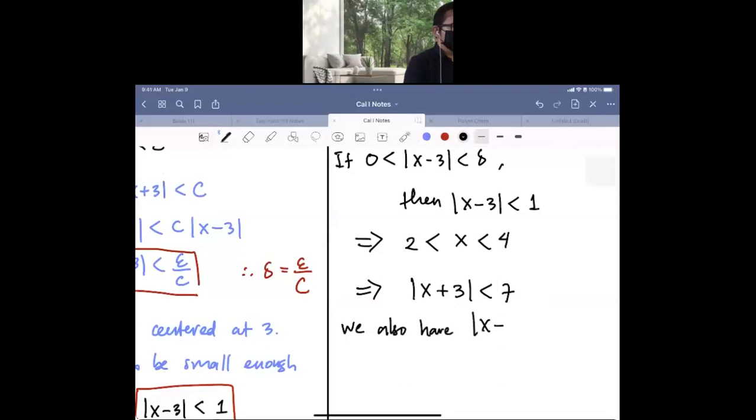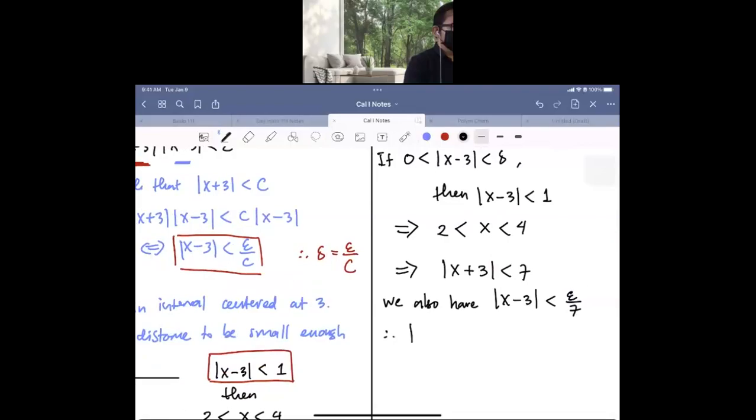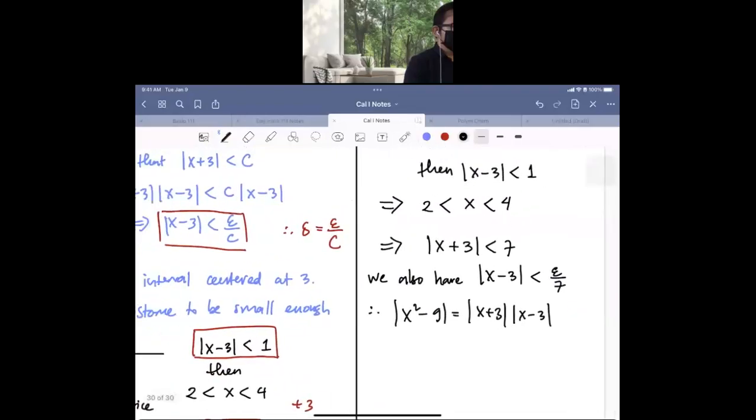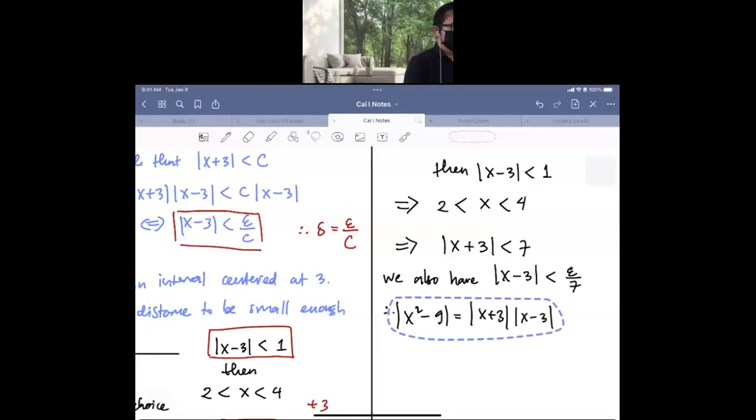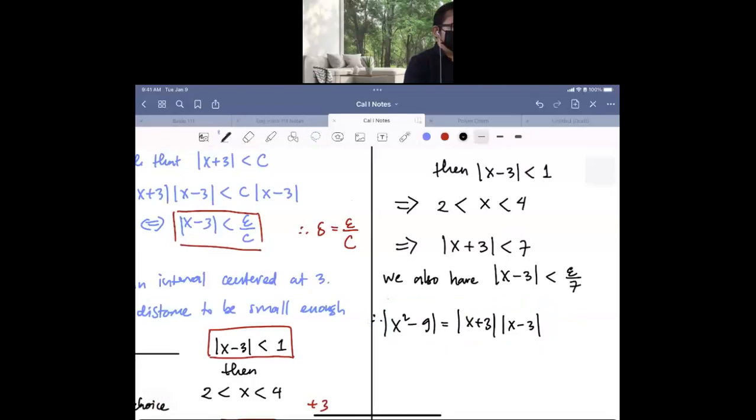We also have that |x minus 3| is less than epsilon over 7. So x squared minus 9 will have x plus 3 and x minus 3. This will be less than, where x plus 3 is less than 7 and x minus 3 is less than epsilon over 7. So we have 7 times epsilon over 7, and it becomes our epsilon. Therefore, we can write the limit as x approaches 3 of x squared is equal to 9.